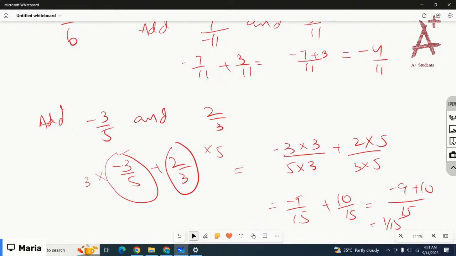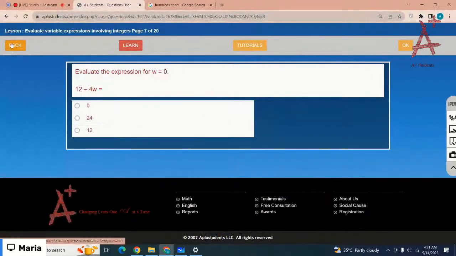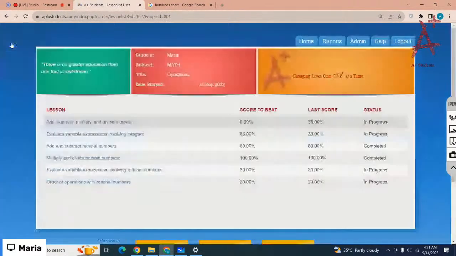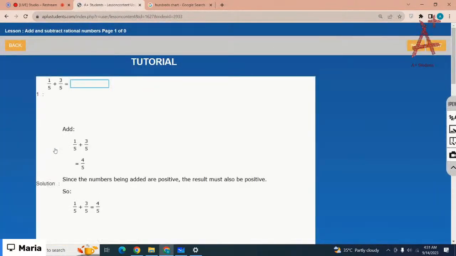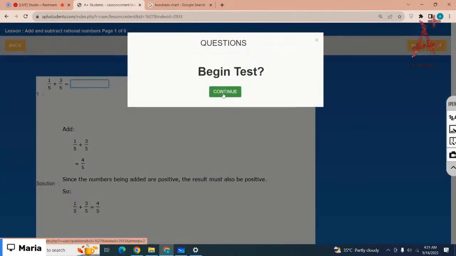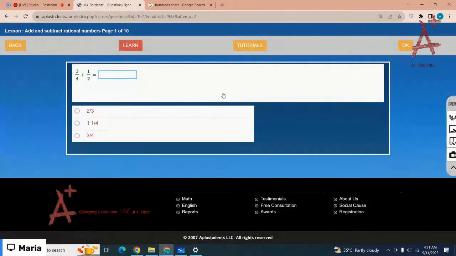Okay, let's do the practice questions from A plus, add and subtract rational numbers. Let's start with the practice questions. 3 over 4 plus 1 over 2.